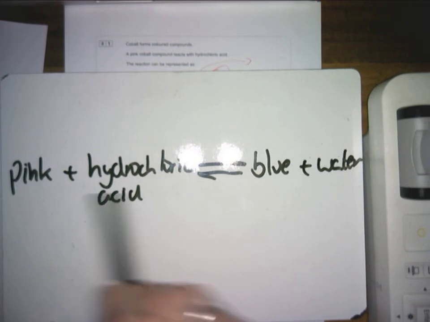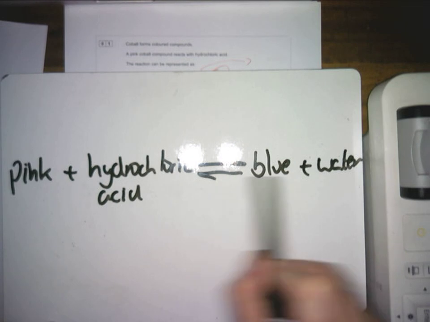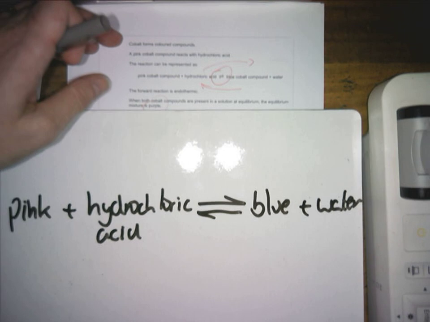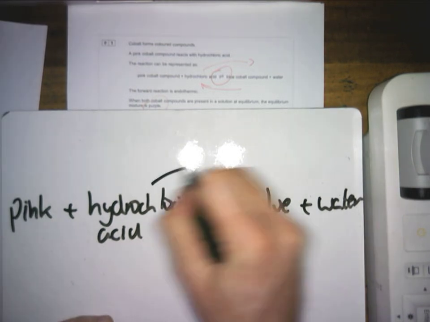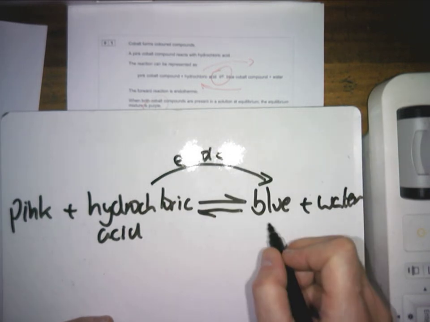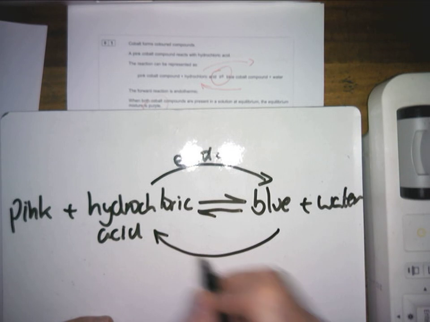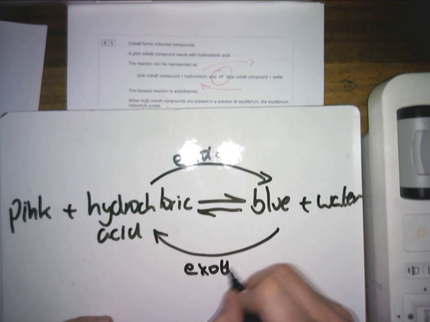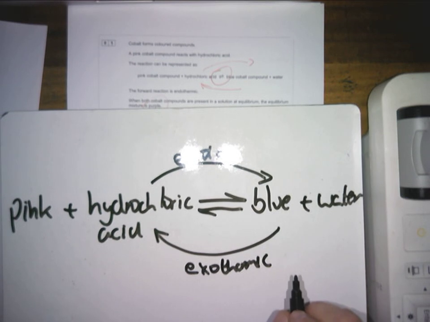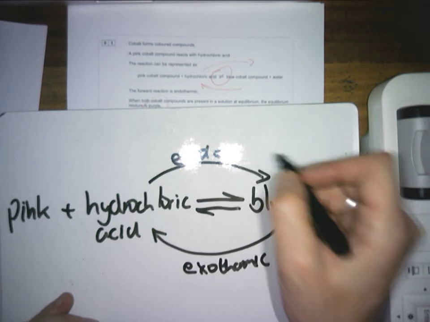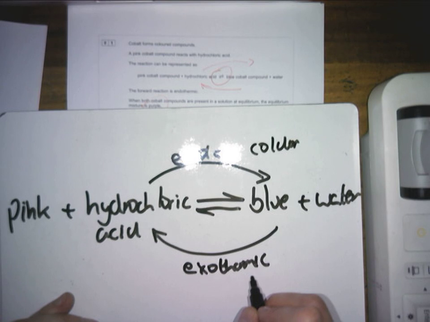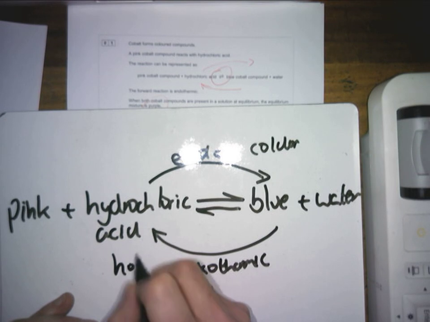Here we've got the pink plus hydrochloric acid, reversible reaction, makes blue cobalt compound and the water. We are told that the forward reaction is endothermic. So going this way is endo, which must mean, obviously, the back reaction is exothermic. In an endothermic reaction, heat is taken in, so going this way we're getting colder. In an exothermic reaction, heat is given out, so going this way we're getting hotter.